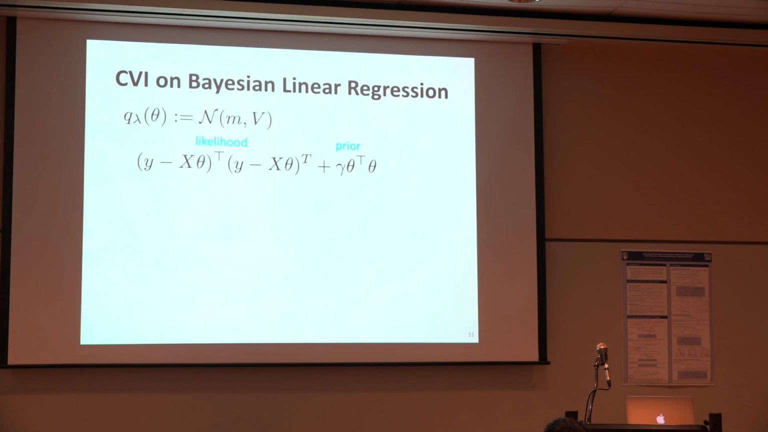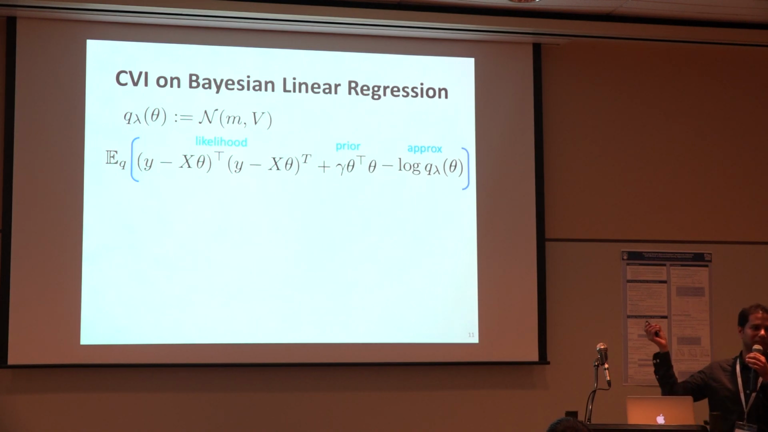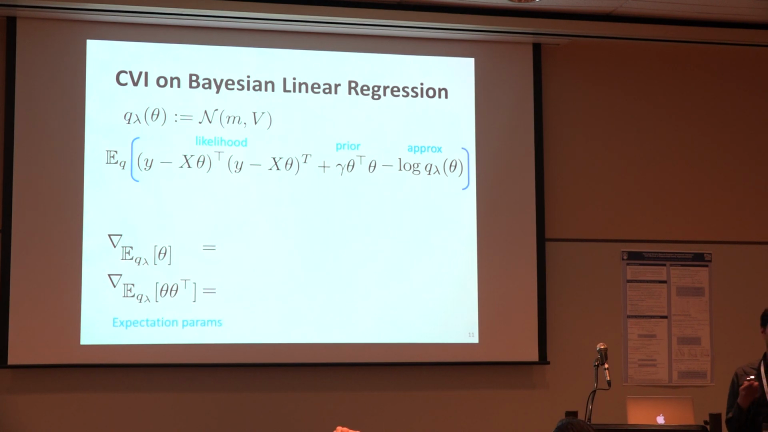Okay? So I can write the variational lower bound. I subtract this approximation, and then I take the expectation. This is the variational lower bound. And then my goal is now to compute the natural gradient with respect to the expectation parameter. Right? So I have the mean and the correlation, and I want to compute the gradient. And if I do that, then I'll get the natural gradient.